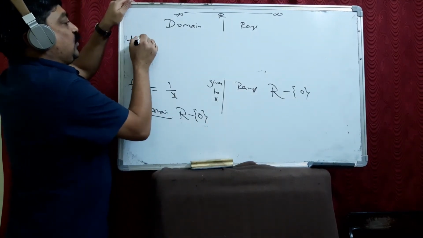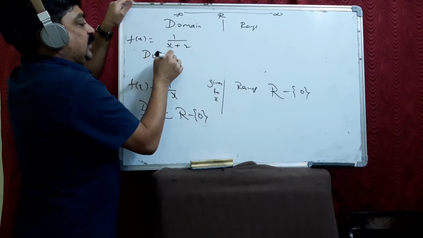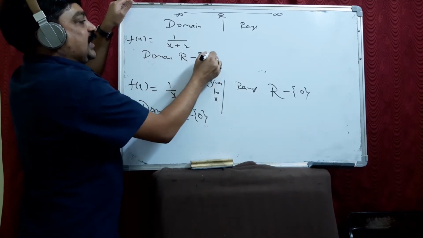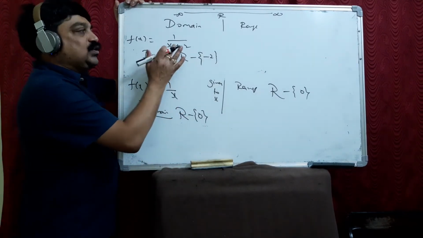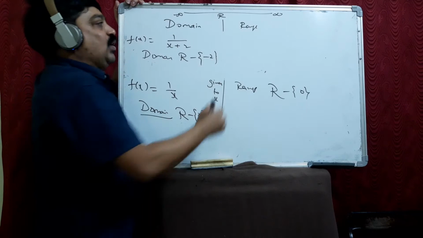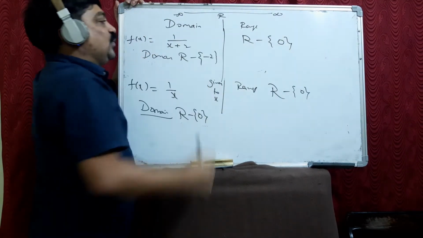Now I take one more function. Suppose f(x) = 1/(x+2). What is the domain? I can give any value of R except minus 2. Is it right? Because when you put minus 2, it becomes undefined. Then what is the range? R, except here also you won't get 0.